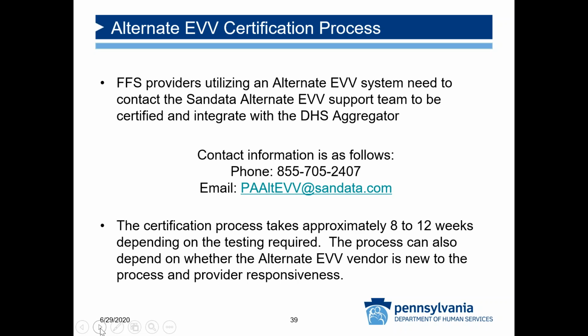Fee-for-service providers utilizing an alternate EVV system need to contact the Sandata alternate EVV support team to be certified and integrate with the DHS aggregator. So we've included the contact information here, but for those of you that cannot see the screen, the phone number is 855-705-2407, and the email is paaltevv@sandata.com. Just a reminder that the certification process takes approximately 8 to 12 weeks, depending on the testing required, and the process can also depend on whether the alternate EVV vendor is new to the process, as well as the provider responsiveness, as was noted previously.